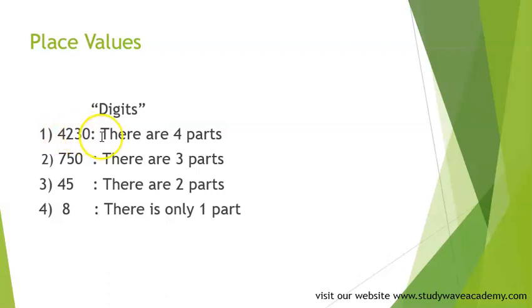4,230 has 4 parts. We have 750. We are going to be counting how many parts this number has. 1, 2, 3. It has 3 parts. And we have here 45. We are going to be counting how many parts these digits have. 1, 2. It has 2 parts. Now, number 8. It has 1 part. So digits are parts of numbers.